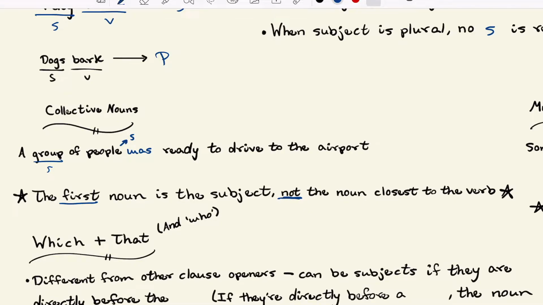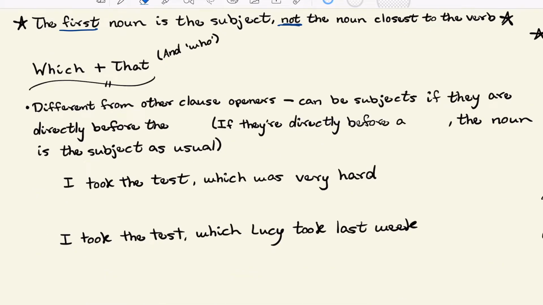So which and that, and by extension who, are different from other clause openers because they can be subjects if they are directly before the verb. But if they're directly before a noun, then the noun is the subject as it usually would be.